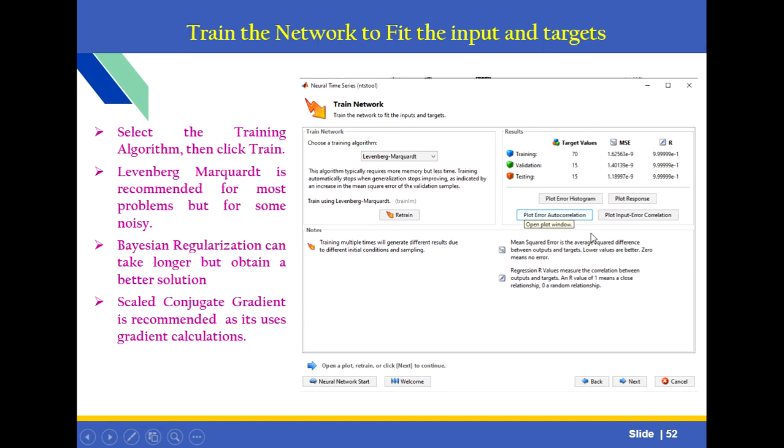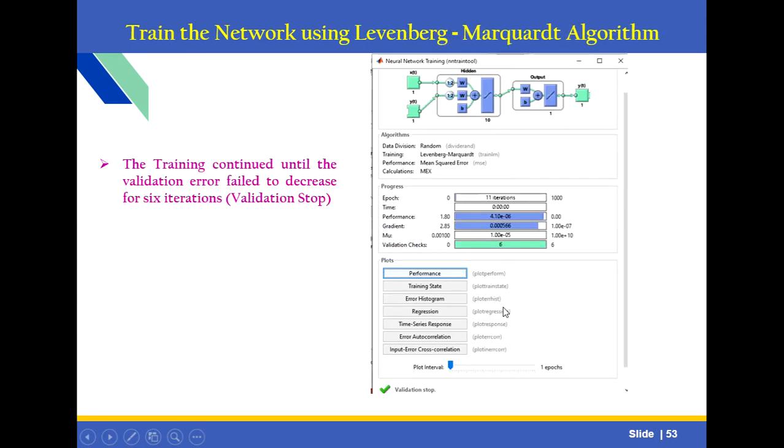What plots are available here? We have plot error histogram, plot response, plot error autocorrelation, and plot input error correlation. The mean square error is the average squared difference between outputs and targets. Lower values are better, and zero means no error. In regression, you plot the regression curve. R values measure correlation between the outputs and targets. An R value of 1 means a close relationship and 0 means a random relationship.